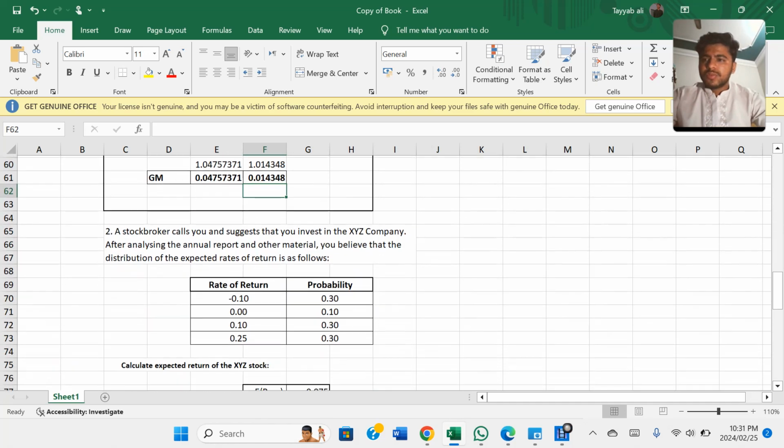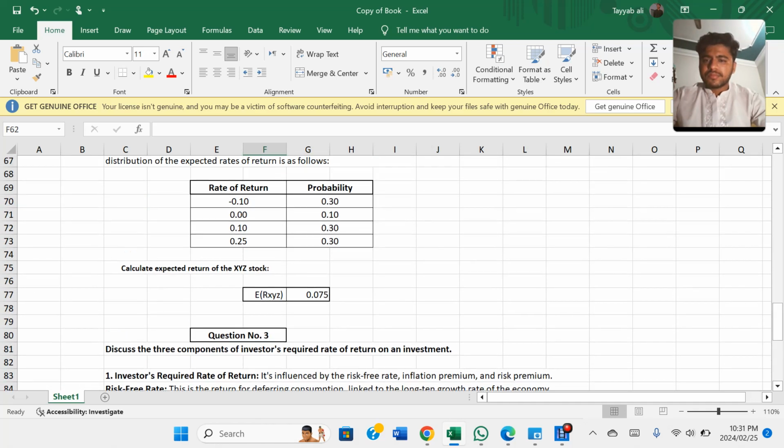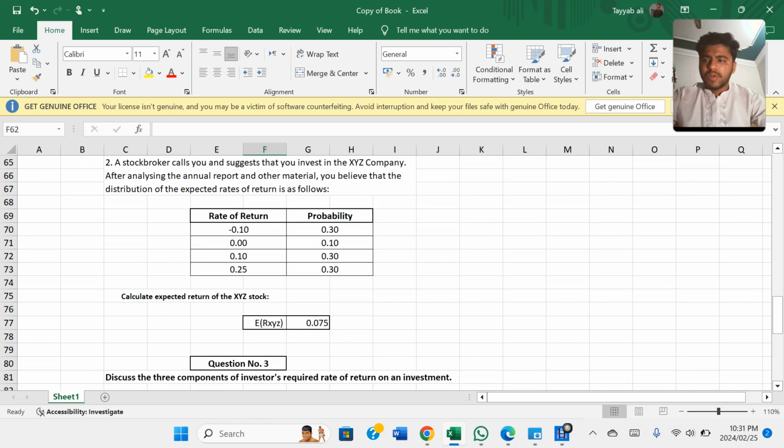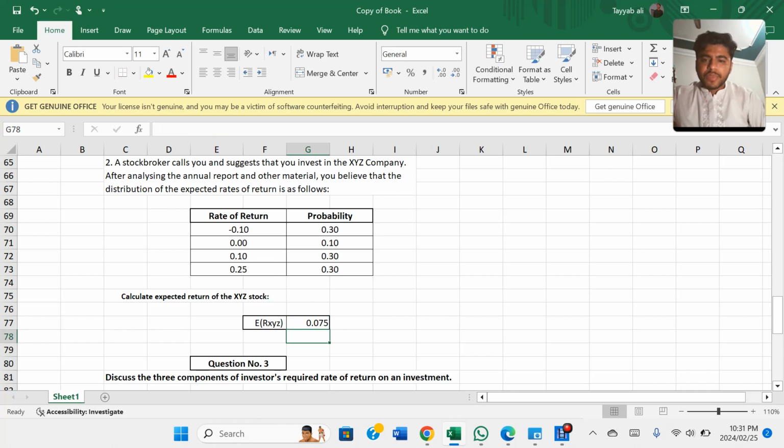Question number 2. Simply find the expected return of the XYZ stock, and we use the SUMPRODUCT formula of rate of return and probability. Calculate the expected return of the XYZ stock: probability multiplied by rate of return, plus probability multiplied by rate of return, and so on, press enter. The expected return of the stock XYZ is 0.075.